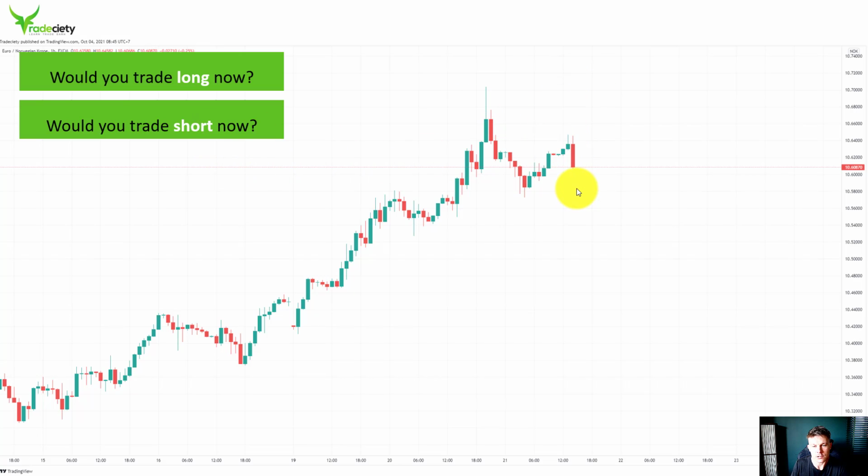Do I want to be short? Probably also not, because we are still looking at a confirmed uptrend. The market has not made any break of the trend structure. We are still making higher highs and higher lows. So we are too late for longs and too early for shorts.